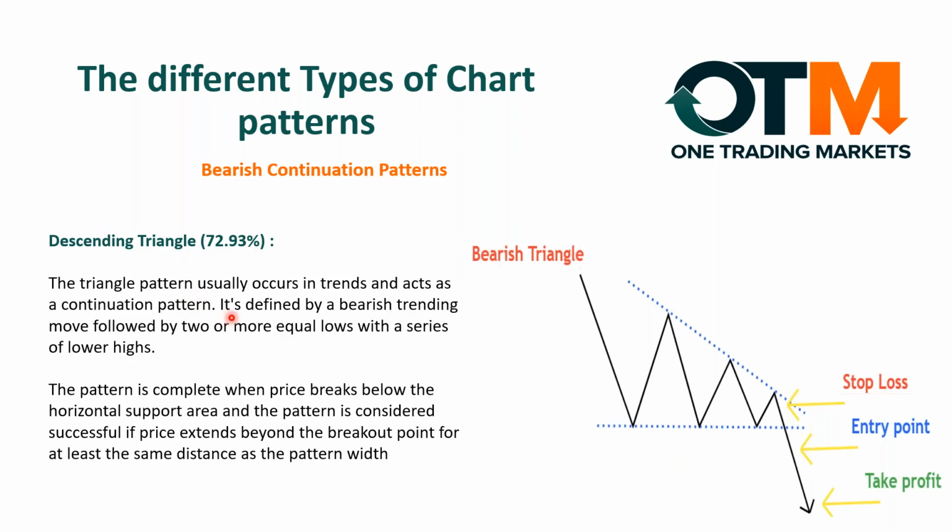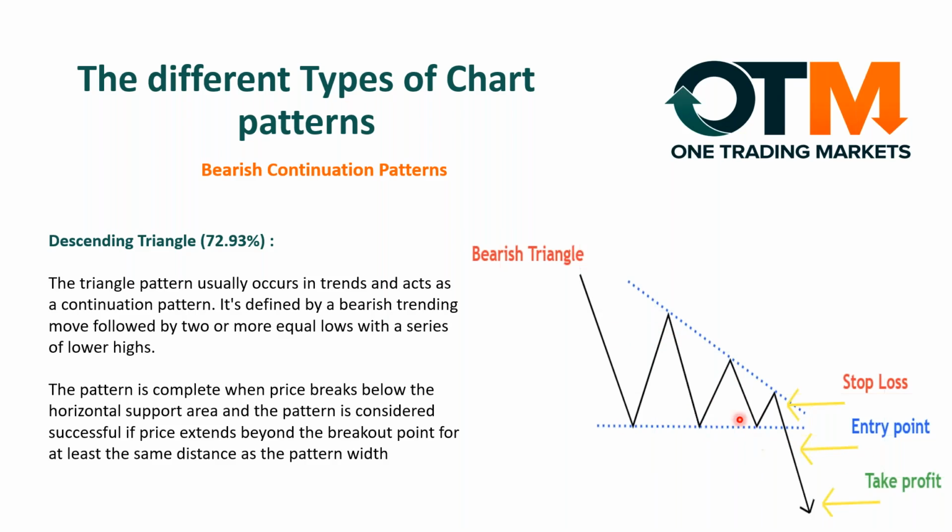Now, a bearish triangle usually occurs in trends and acts as a continuation pattern. It's defined, of course, by the bearish trending move, followed by two or more equal lows with a series of lower highs, but the same lows. So we reached the first low, let's say this is our support line. Then we got to a lower high from this one. Then we reached the same bottom, then a lower high, then the same bottom and a lower high. It could be 2 times, 3 times, 4 times, 5 times, and so on.